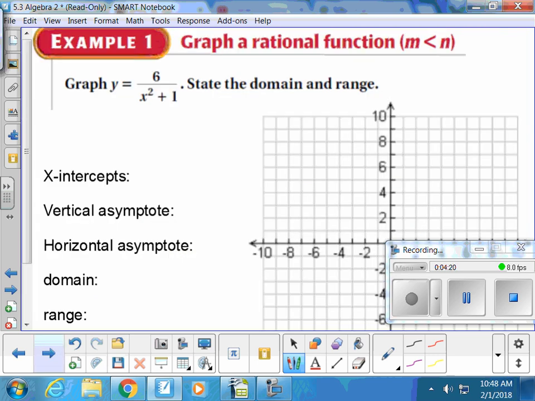All right, so let's try our first example. Step 1 was taking the top and setting it equal to 0. That helps you get the x-intercepts. Does that make sense? Could I take a 6, set it equal to 0, and solve it? Not really. So what that means is there are no x-intercepts.